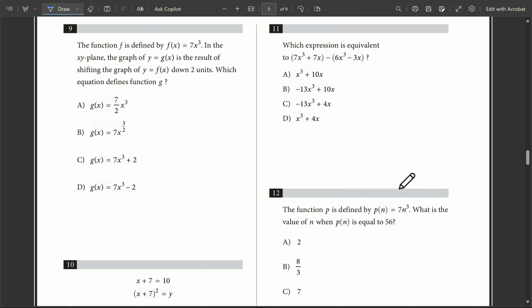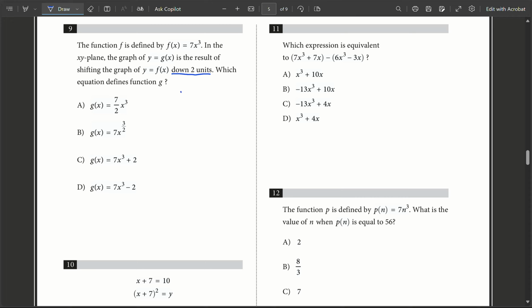The function f is defined by f of x is equal to 7x cubed. In the xy plane, the graph of y equal g of x is the result of shifting the graph of y is equal to f of x down 2 units. Okay, which equation defines function g?